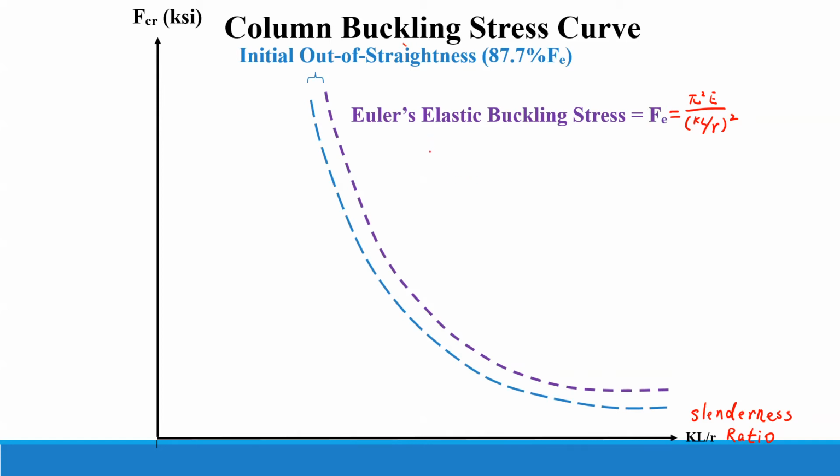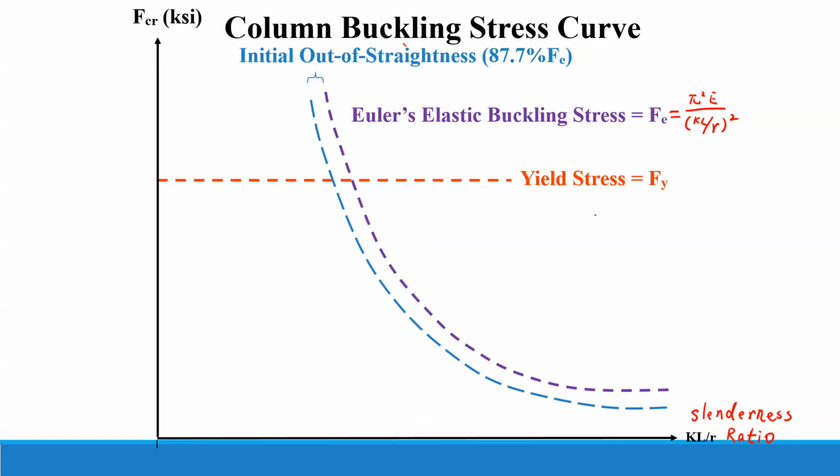Because we are not living in a perfect world, right? The column, especially the slender column, is never perfectly straight. So we have to account for the initial out-of-straightness. So typically, a 87.7% of the stress will be encountered. So we're going to push the curve to the right a little bit. So there is a 12.3% reduction due to out-of-straightness.